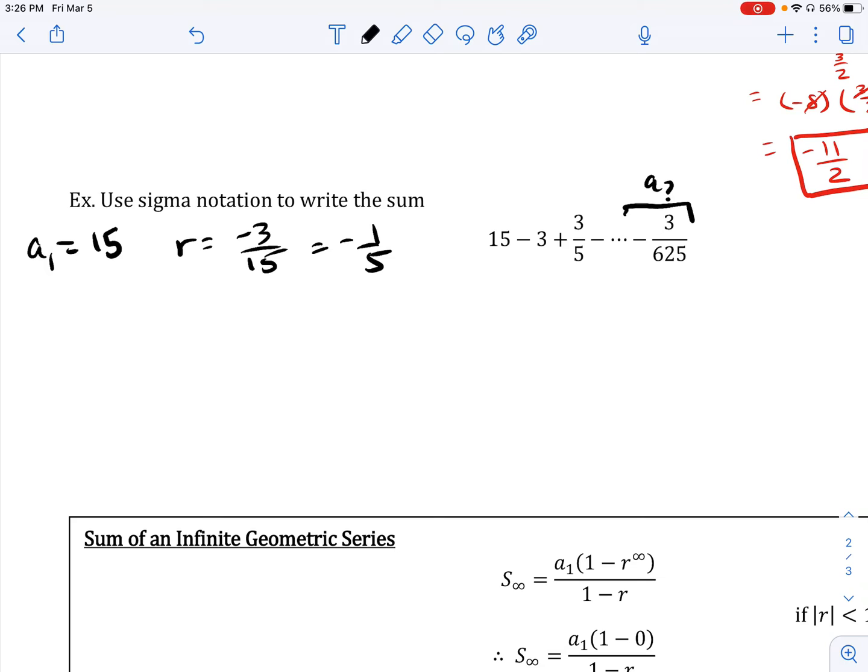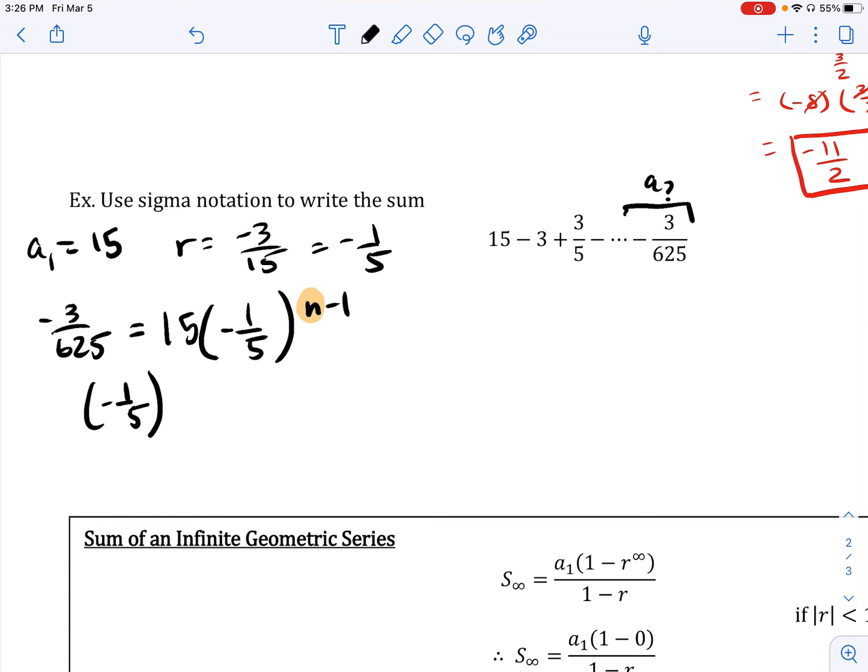So let's solve for that. We'd say, all right, negative 3 over 625 is equal to, using our nth term formula, 15 times negative 1/5 to the n minus 1 power. And what we're looking for is we're trying to figure out what is n. We've got everything else. We just need to know what order number was negative 3 over 625. So we're just going to use some basic algebra for this. We're going to divide both sides by 15. So that's going to simplify out to negative 1/5.